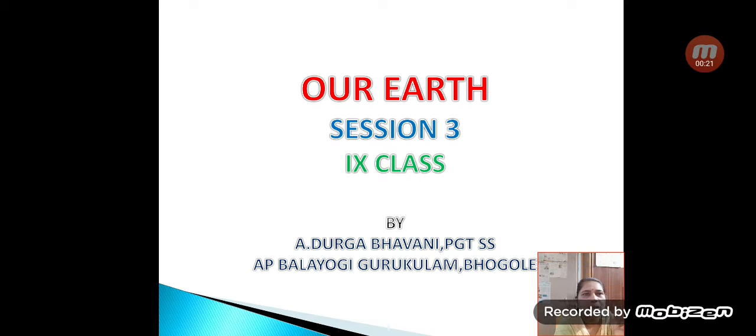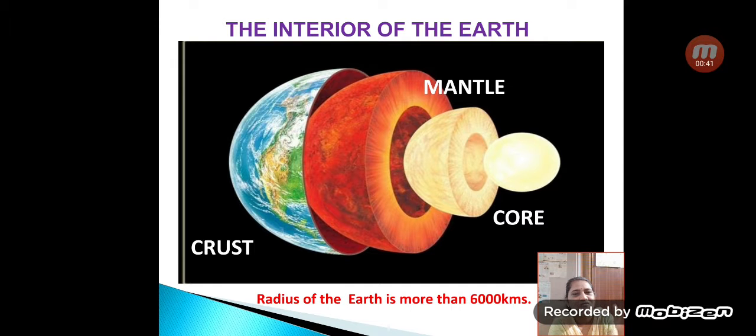Yesterday we discussed the movements of the earth like rotation, revolution and the evolution of the earth. Now we are going to look at the internal structure of the earth. We can see the continuity from the early days of the formation of the earth as we try to look deep inside the earth. The main reason for this is the radius, or the distance to the center of the earth, is over 6,000 kilometers.